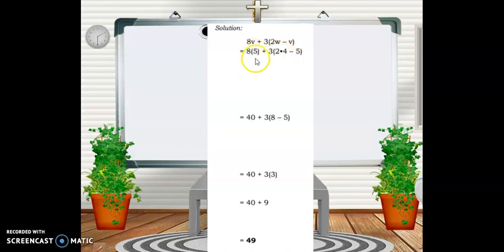So you just copy here 8, 5 plus, so 8 times 5, that's 40. Then just copy the 3. 2 times 4 is 8 minus 5. Then copy 40 plus 3 times 8 minus 5. That's 3 times 3, that's 9. So 40 plus 9, it's 49.